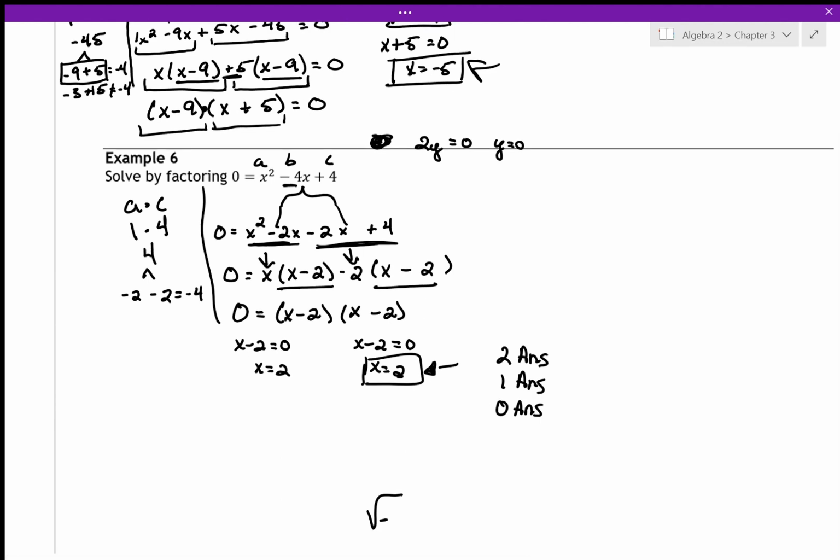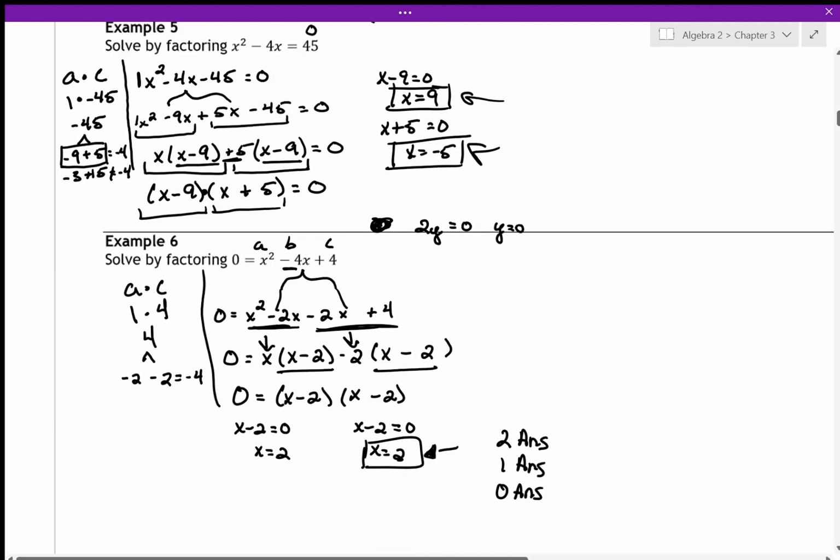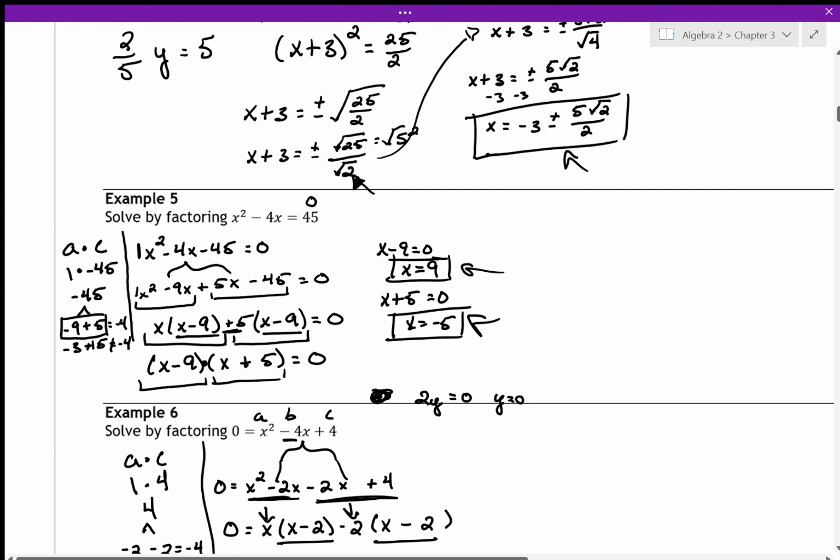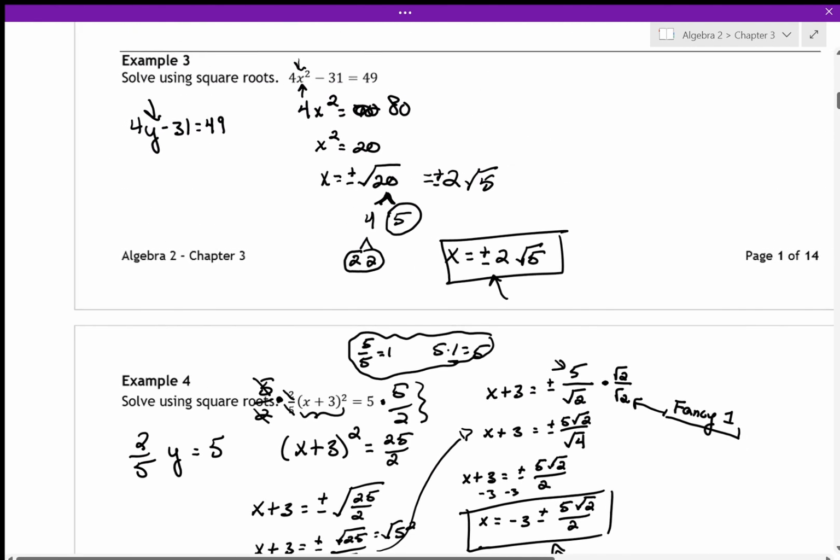So there we are. That was section 1. And the 2 things that we went over in the video were factoring and then also solving by square roots.